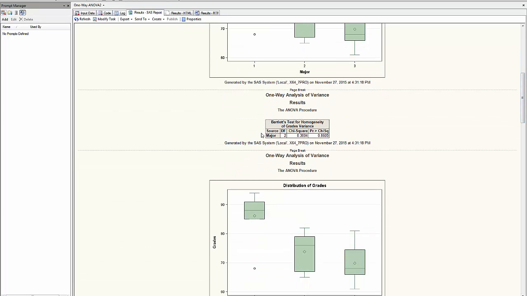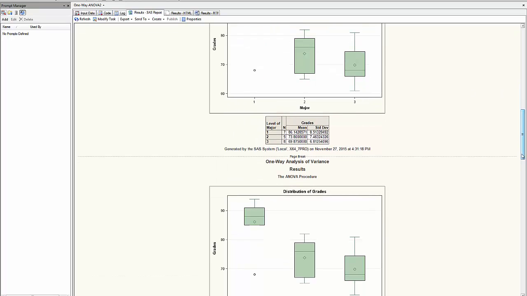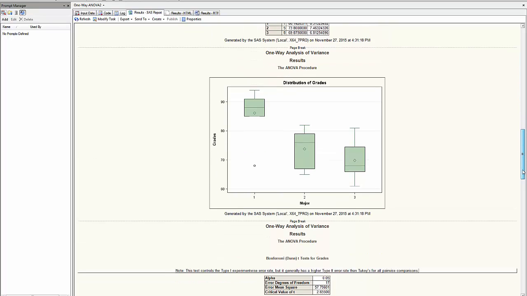The Bartlett test for equal variance is given here with a p-value of 0.8605, which means that the variances are not significantly different. It is based on the distribution of a chi-square with 2 degrees of freedom. You note that the box plot graph is repeated several times. For each level of the major, I have the means and standard deviation given here.